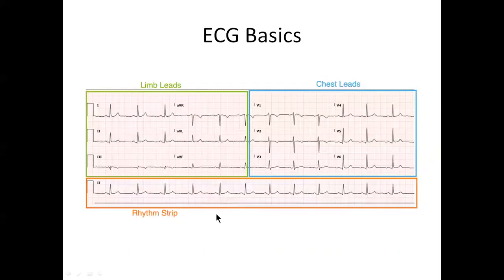And if you look at an ECG, this is where the limb leads are recorded, and they are marked 1, 2, 3, AVR, AVL, and AVF. And on this side, you get the chest leads, V1, V2, V3, V4, V5, V6. And at the bottom, you get what's called a rhythm strip, and usually that is lead 2, because normally lead 2 shows the P wave best.